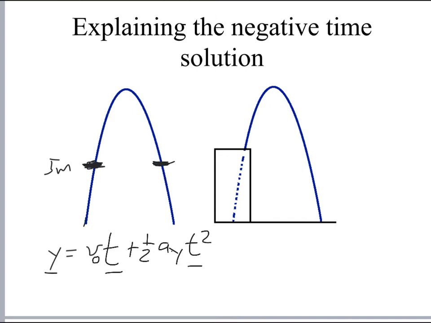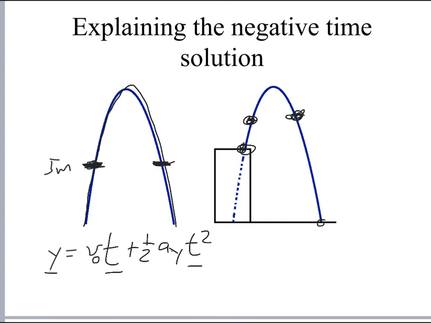So it would reach, the first time it's going up, 5 meters, and then it would go up to the top, come back down, and hit that 5 meter height again a second time. Now, if this is a projectile launched from a cliff, if I picked a height here, the second time would be physically meaningful.